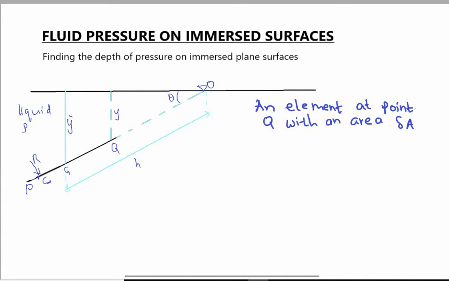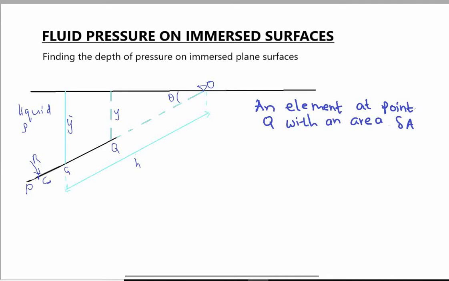So consider a plane surface PQ immersed in a liquid of density rho. This is my plane surface PQ. Let y bar be the depth of the surface, theta the inclination of that plane, and let dA be the change in the area of that small element.